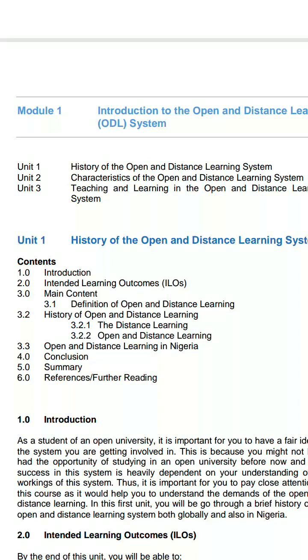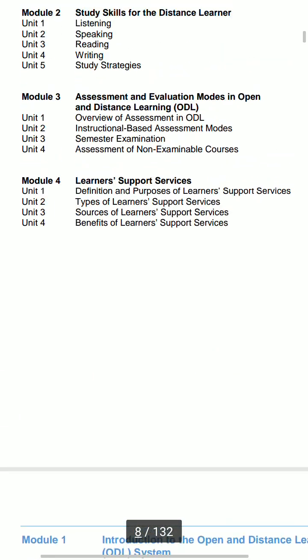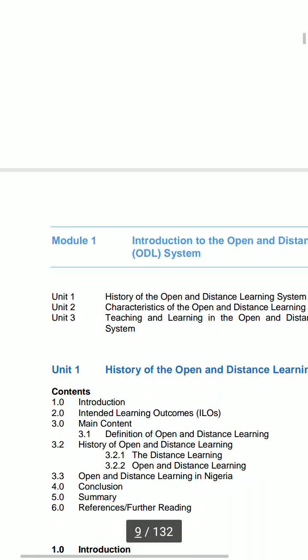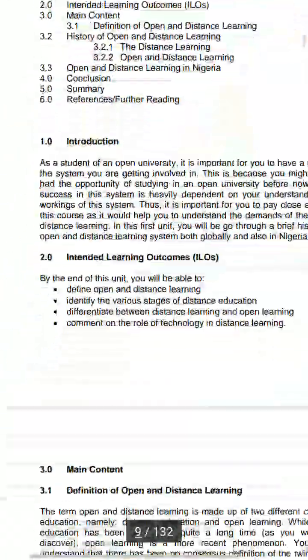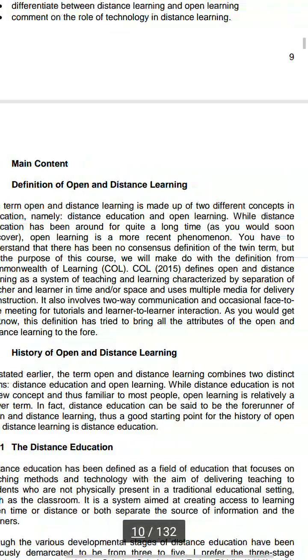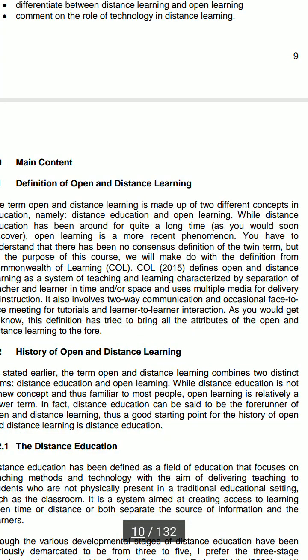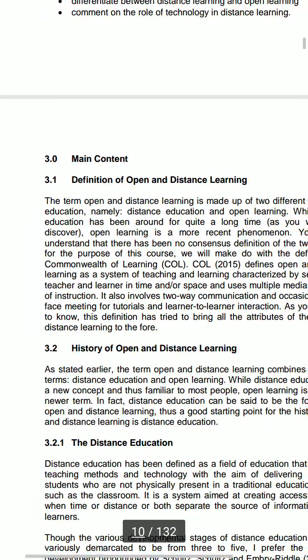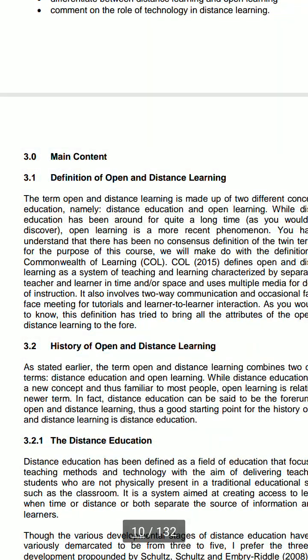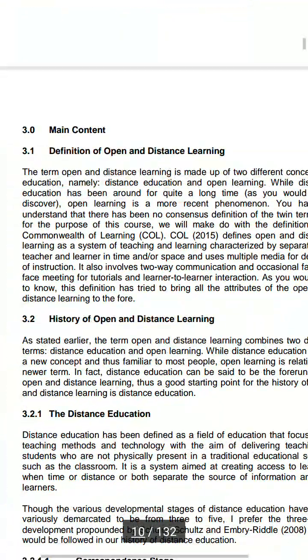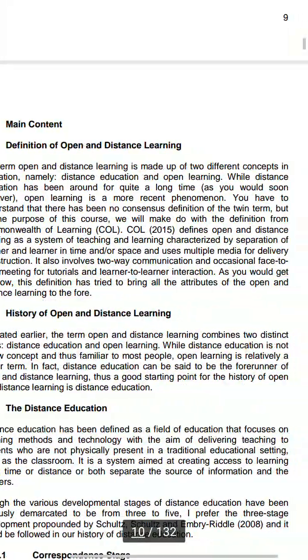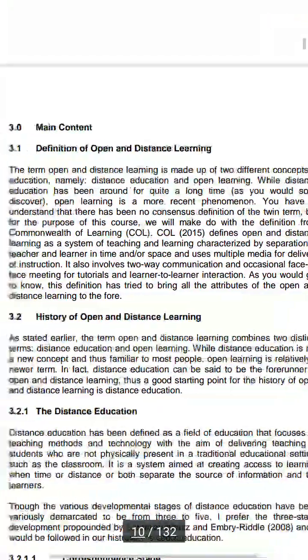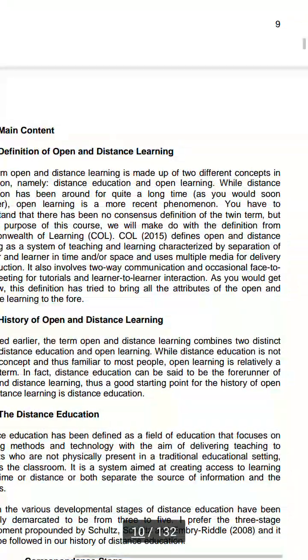Guys, today I'll be taking you all through GST 107, and our module 1 talks about the introduction to open and distance learning system. Now, the term open and distance learning is made up of two different concepts: distance education and open learning. While distance education has been around for quite a long time, open learning is a more recent phenomenon which you have to understand.